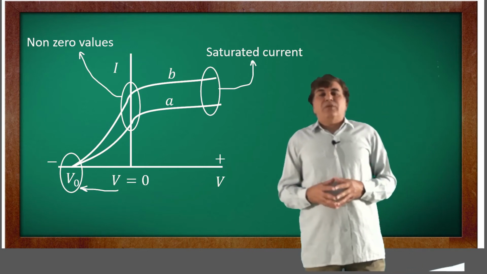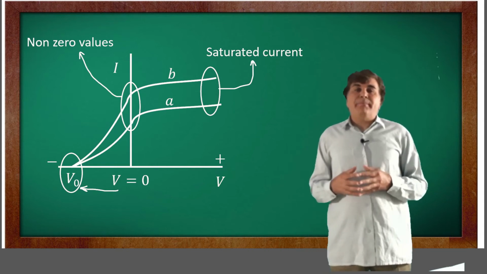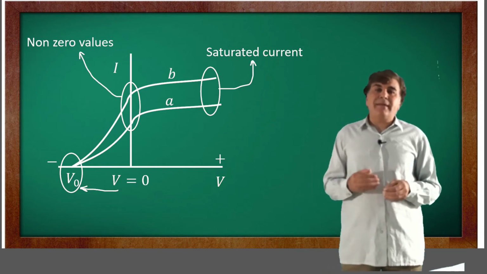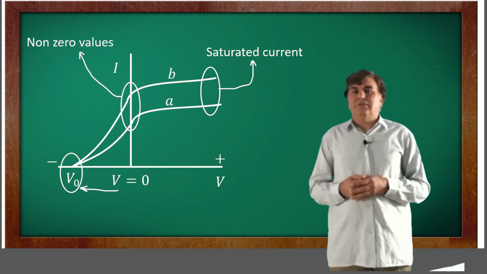Now let us understand why the decrease in current happens when the collector is made negative with respect to the emitter.